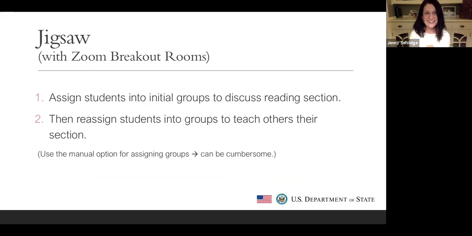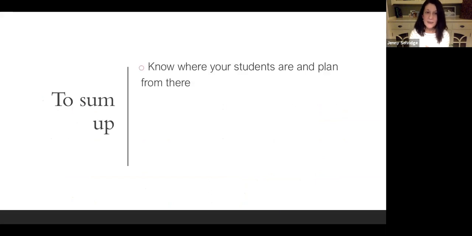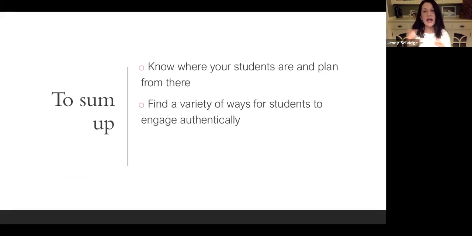All right, so I think we're coming to the end. So to sum up, know where your students are and plan from there. Next, find a variety of ways. Don't always do the same thing. Try to change what you're doing for them to engage authentically.